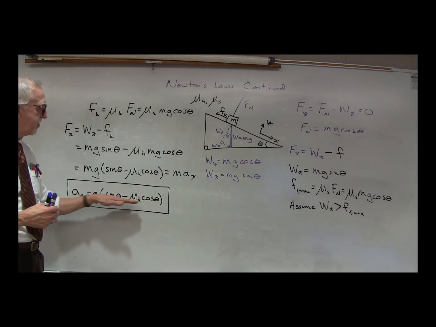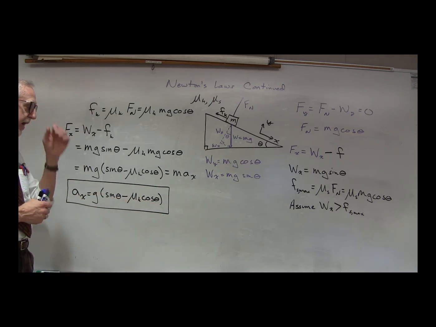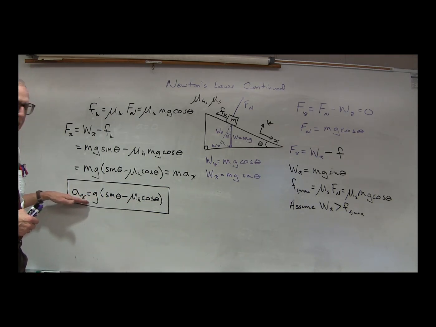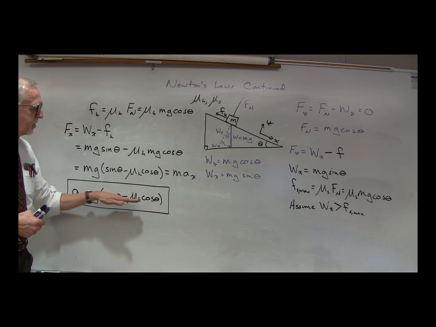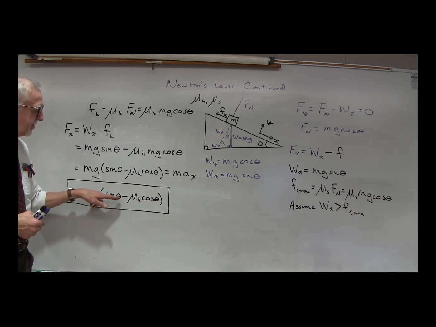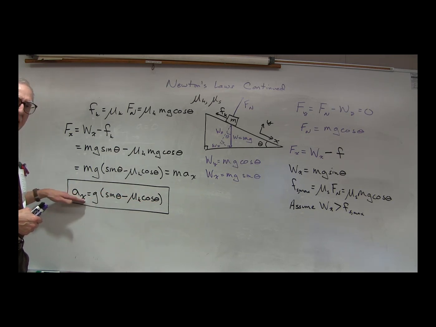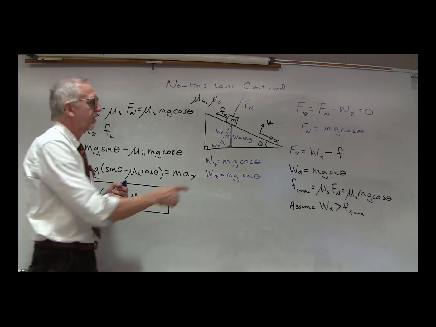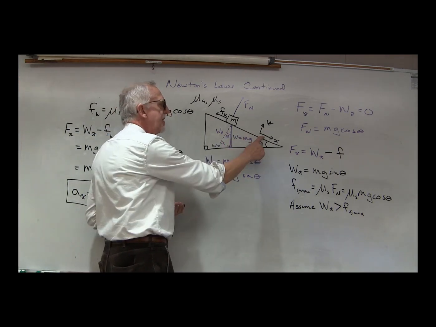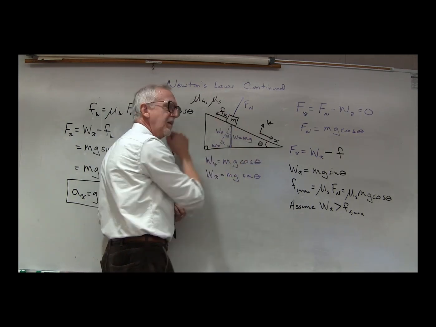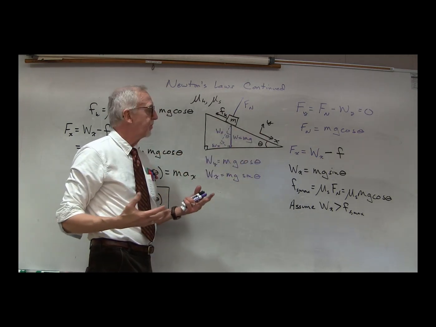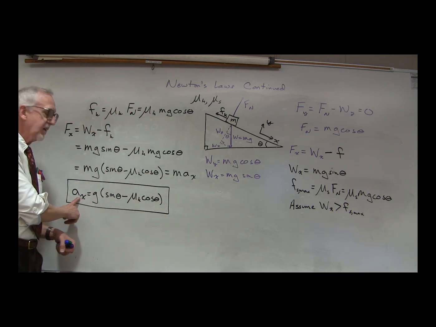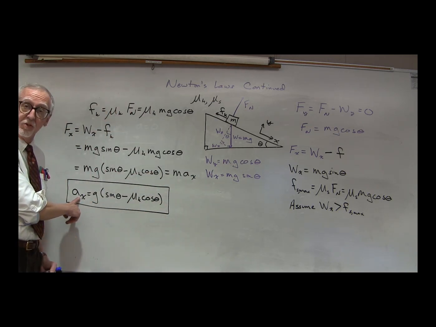If you put in some value here for theta and mu k, and you get some positive value, there's your acceleration. If you were to put in numbers and, because of this difference, you were to get a negative acceleration, what is that telling you? A negative acceleration means an acceleration in the negative direction, up the incline. Does that make sense? It does not make sense. So, if you put in numbers and get a negative value here, you know something is going wrong.